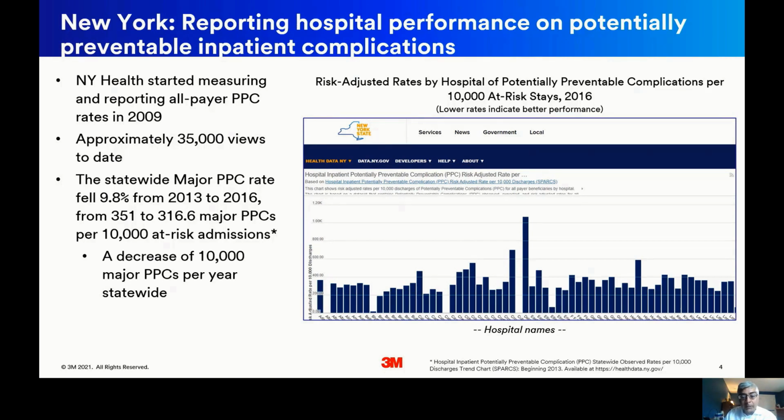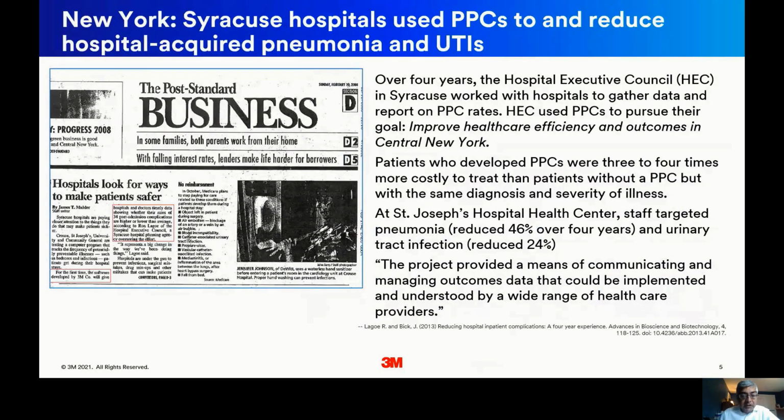And you can see from a population perspective, from 2013 to 2016, we saw a 10% reduction in potentially preventable complications and a reduction of about 10,000 events per year statewide. This is an example of how in the Syracuse region, several hospitals got together and made a collaborative effort around this initiative that was reinforcing. Not only was there a payment incentive and a public reporting incentive, we also saw the formation of local teams working together around a common metric.